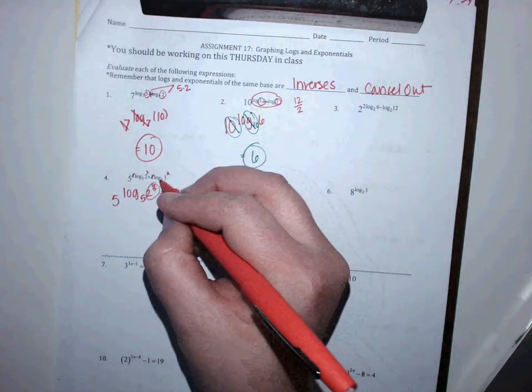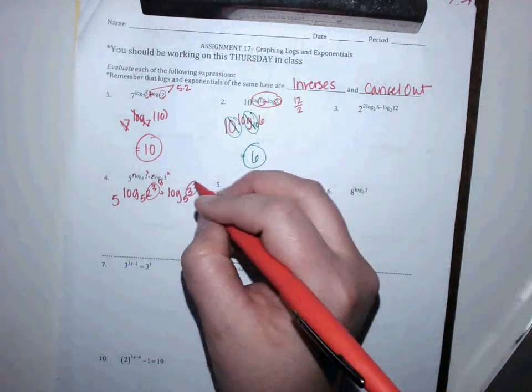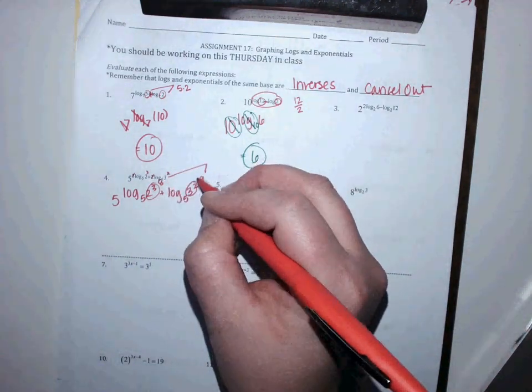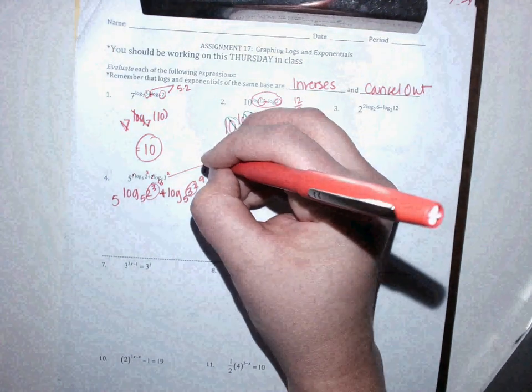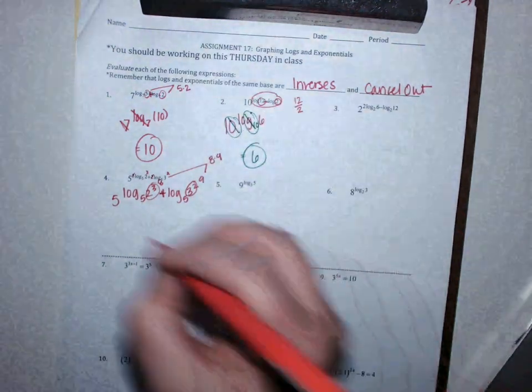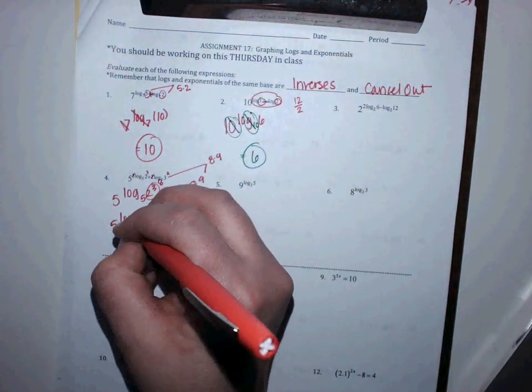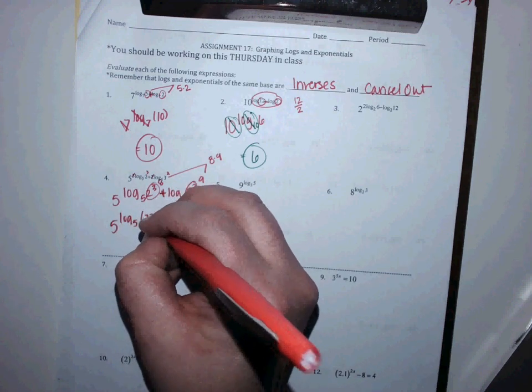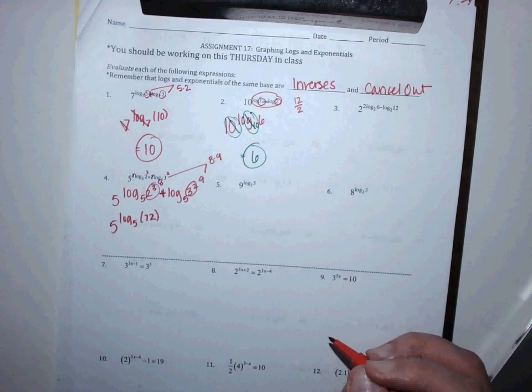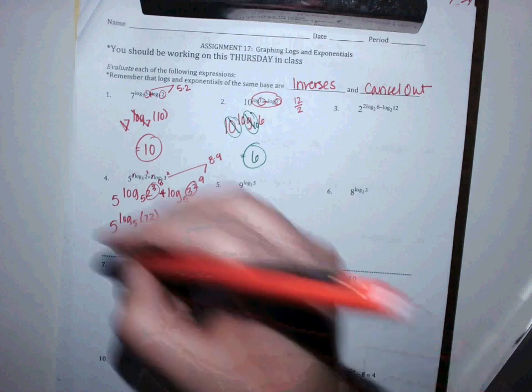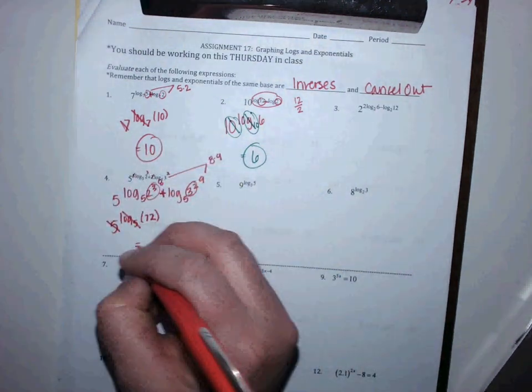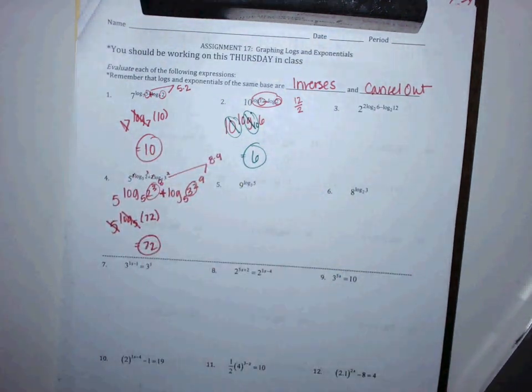Well, think about 2 to the 3, that's really 8. 3 to the 2, that's really 9. And so if I have a plus in the middle, then I need to multiply 8 times 9. That gives me 5 to the log little 5 of 72. And then from there, remember what happens. 5 and log 5 cross out. My answer is just 72.